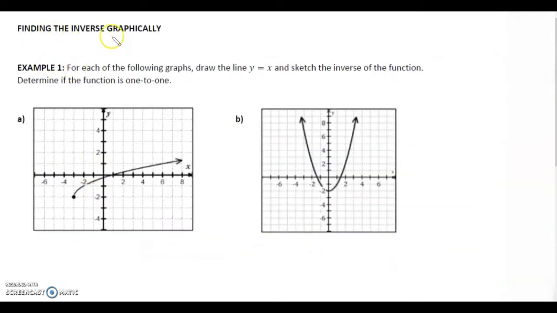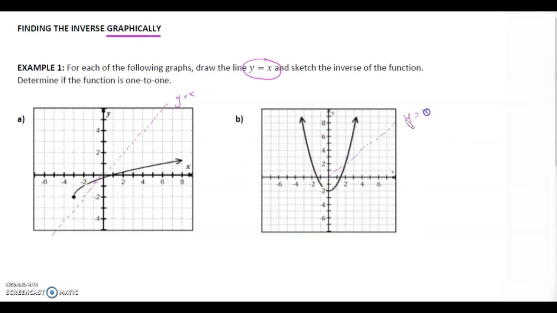Okay, finding the inverse graphically. For each of the following graphs, we have two graphs here. Without looking at the points and analyzing, this one looks like a square root function, and then this looks like a parabola. What we're going to do is draw the line y equals x. We know that the line y equals x goes through (1, 1), (2, 2), (3, 3), (4, 4), (5, 5), and so on. So let's go ahead and graph that.